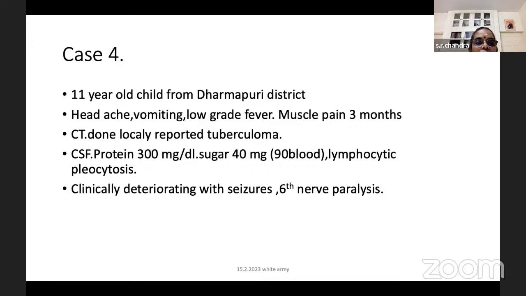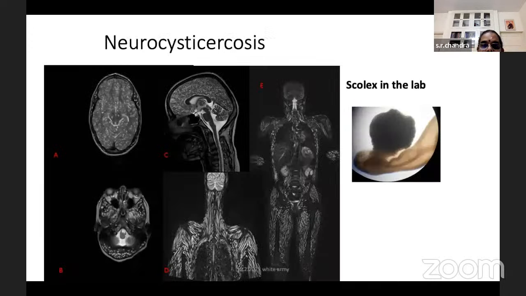Next is a 4-year-old child from some interior part of Tamil Nadu, with headache, vomiting, low-grade fever, and muscle pain of 3 months duration. CT scan was done and locally reported as tuberculoma. CSF protein was 300 milligram, sugar was 40, lymphocytic pleocytosis, and clinically deteriorating with seizures and cranial nerve palsies. At that time, the patient came to us, and when we did the MRI, it was a starry sky.